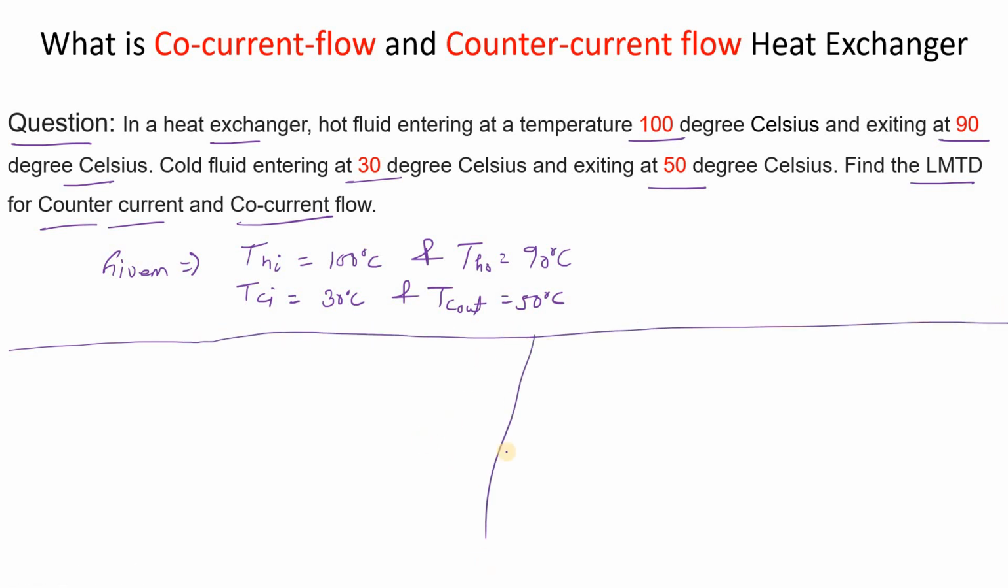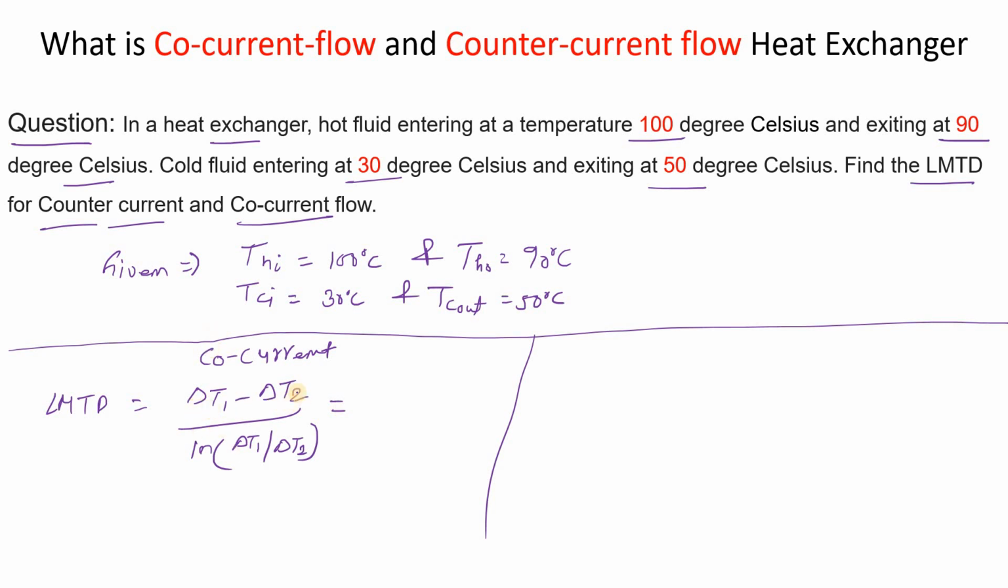So now let's take the example for co-current. First of all, we will solve the problem, right? So the LMTD, what is the formula for LMTD? The formula for LMTD is delta T1 minus delta T2 divided by ln delta T1 divided by delta T2. Fine.